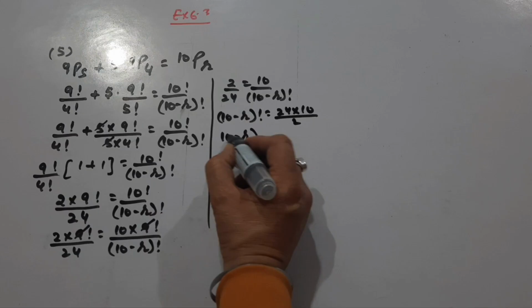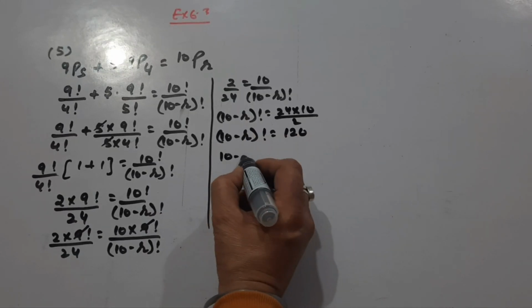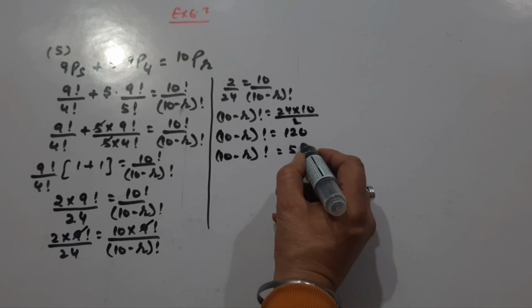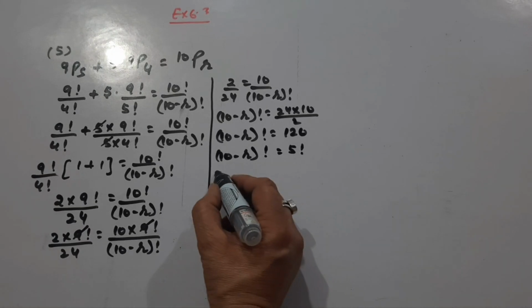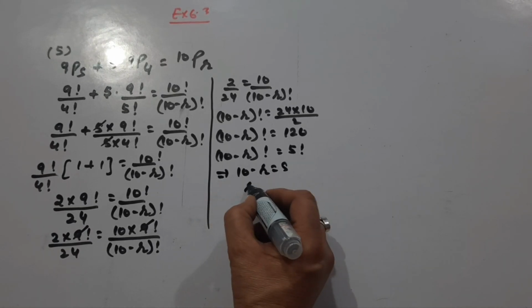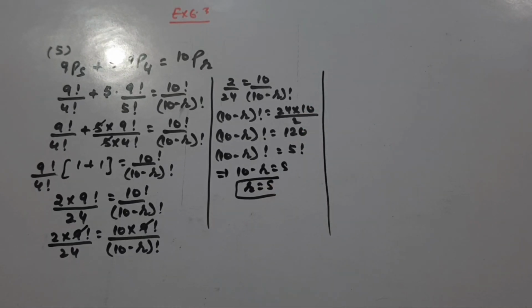So students, (10 minus r) factorial is equal to 120, and 120 is equal to 5 factorial. Now comparing, it implies 10 minus r equal to 5. So therefore r equal to 5. So students, this is the answer, r equal to 5.